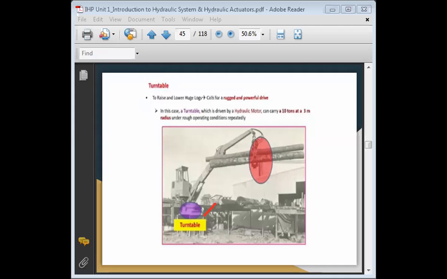Whatever I am explaining, are you getting it or not? Anybody, just tell me yes or no, or you can write in the chat box. Yes, sir. Okay. Now let us go for another application. I will show another application.